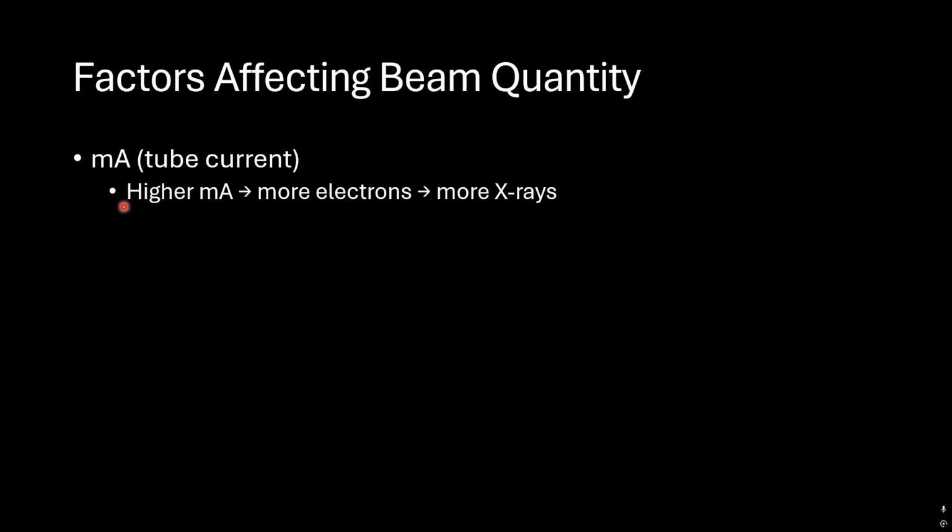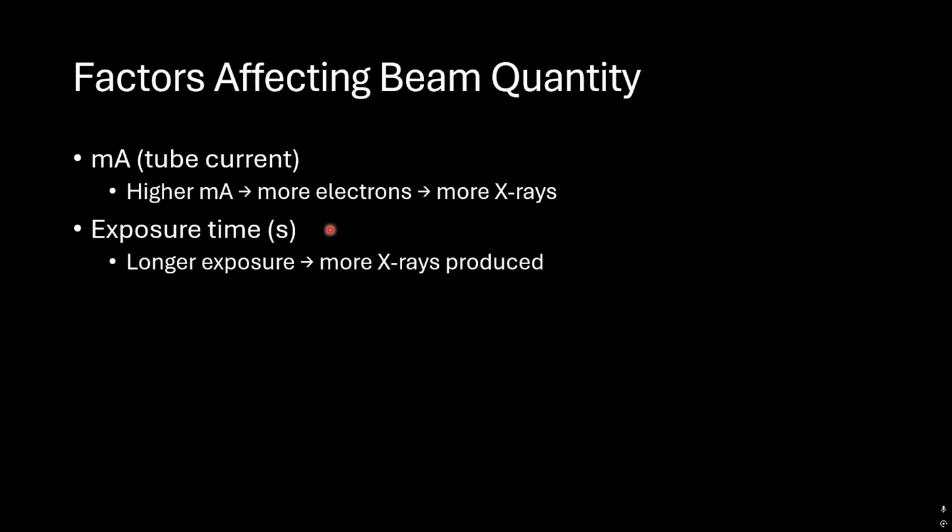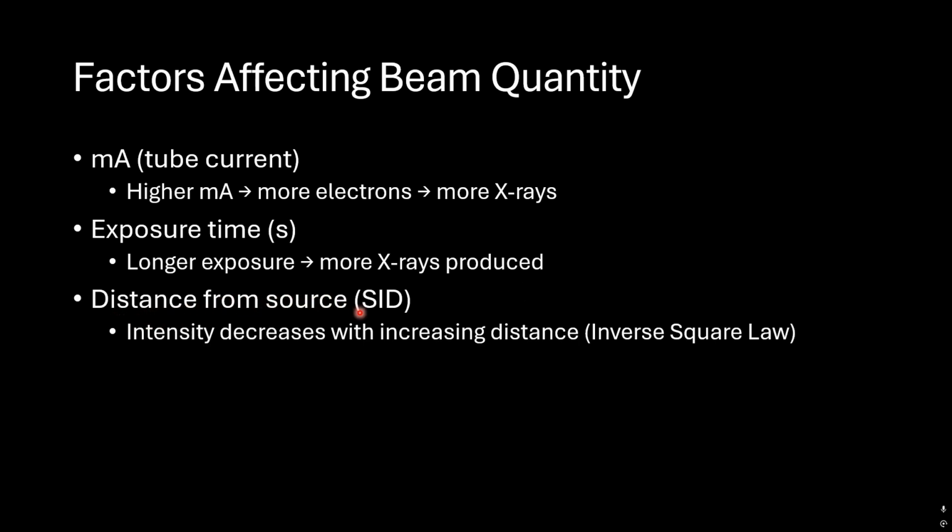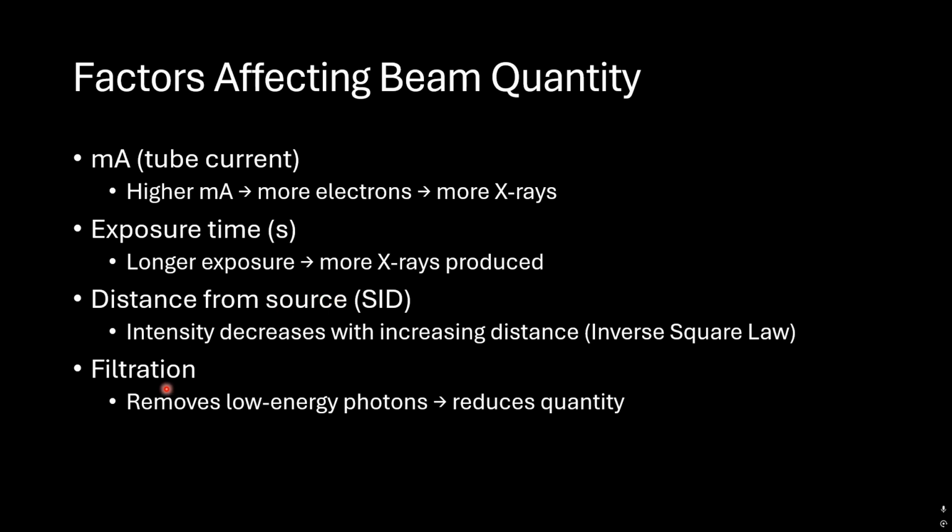So what are the factors affecting beam quantity? We have the mA, or the tube current. As we have higher mA, it means we have more electrons and we'll have more X-rays or photons. And also the exposure time, which is in seconds. Longer exposure means we have more X-rays or photons produced. And we have the distance from the source, which is the SID. Intensity decreases with increasing distance, which is governed by the inverse square law. As we increase the SID, the number of photons reaching the detector will be less. This is why the intensity will decrease as we increase the SID. And we have the filtration. The filtration will remove low energy photons, which therefore reduces quantity. So as we filter more, the beam quantity will decrease.